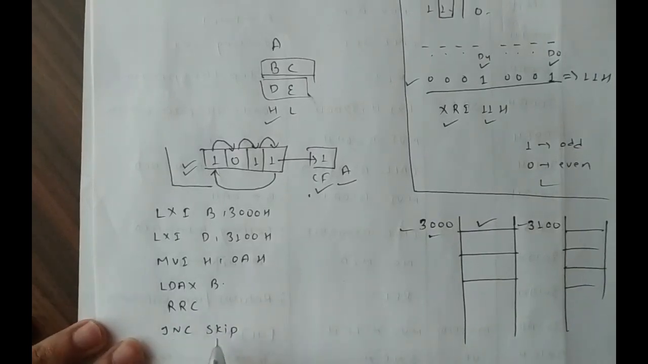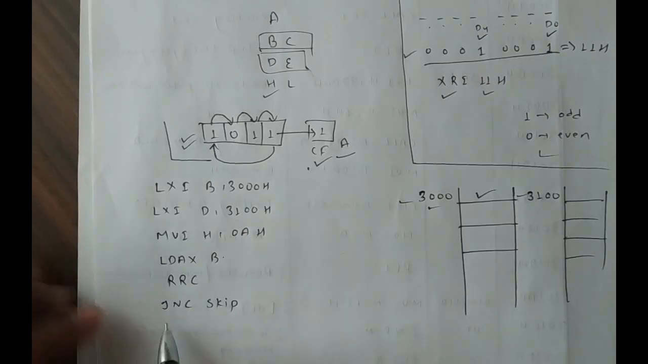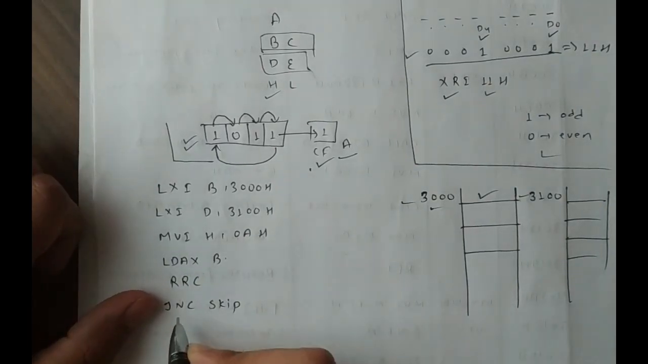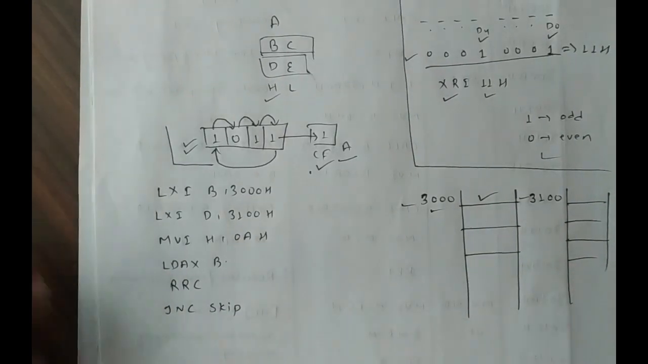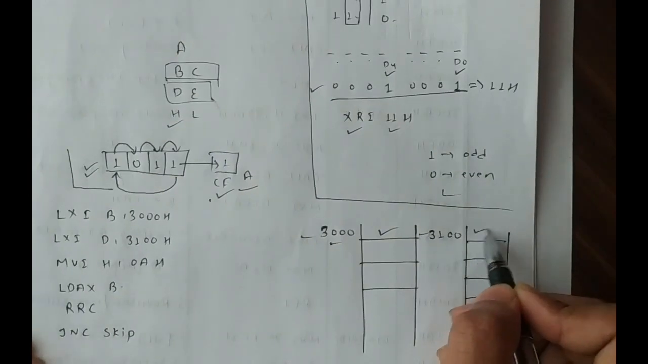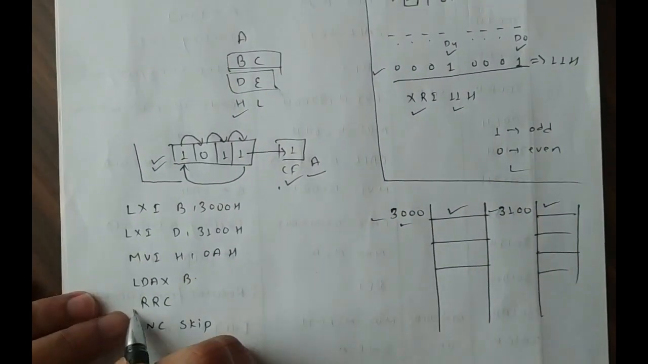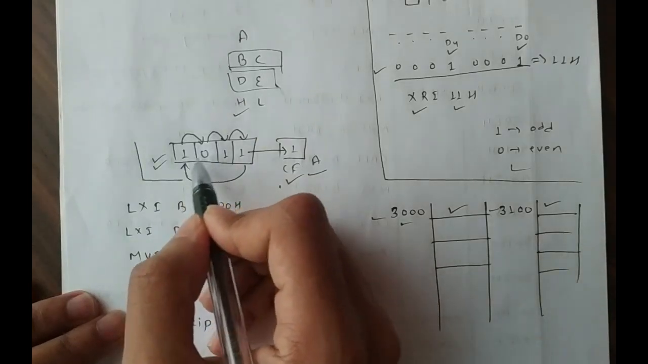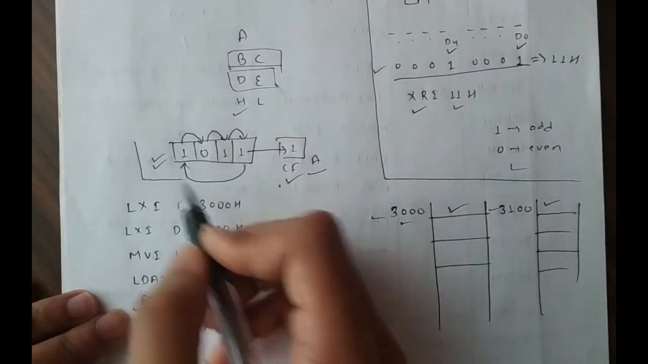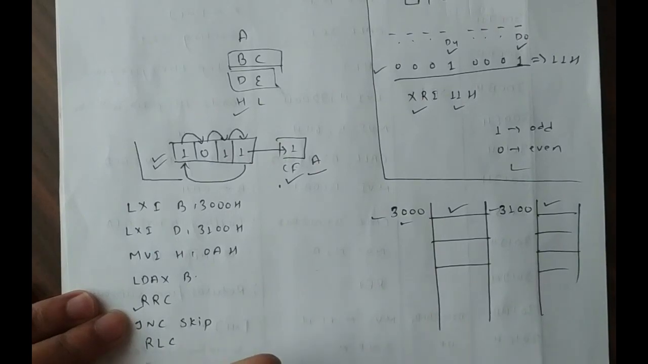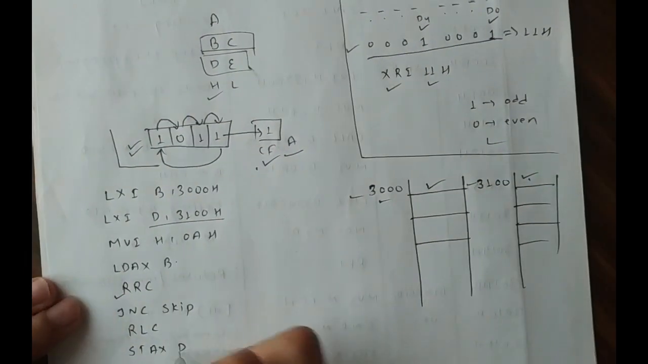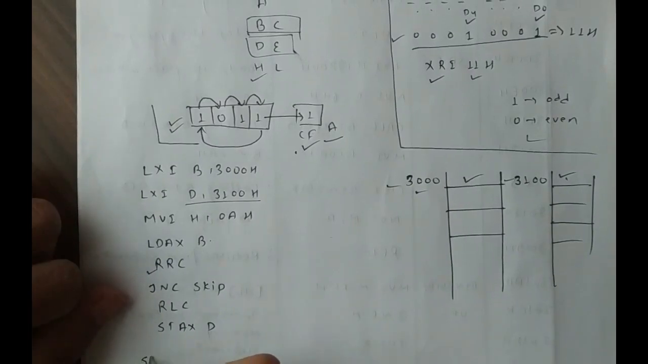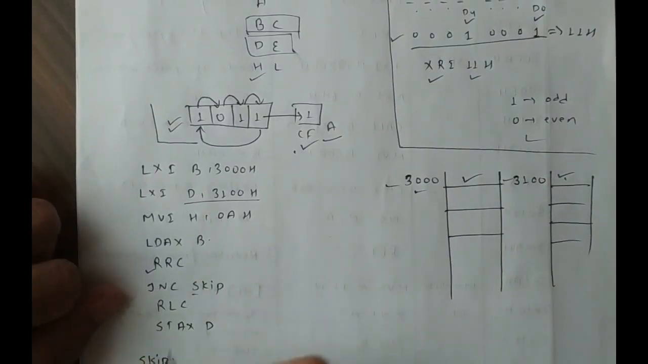If the carry flag is not set, then the program flow will move toward this label skip. If the carry flag is set, if carry flag is 1, that is if the number is odd, then directly we have to store that number into this location. But we have performed this RRC, that is it will rotate the number by 1 bit. So we have to reverse it by using RLC and store with STAX to this memory block which is pointed by D, STAX D. Now we have to put this label here.